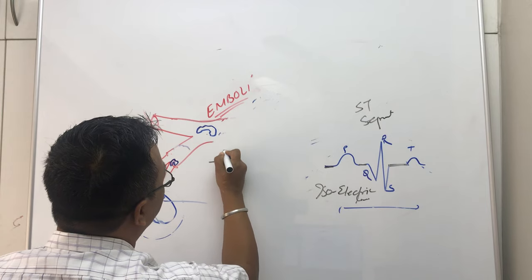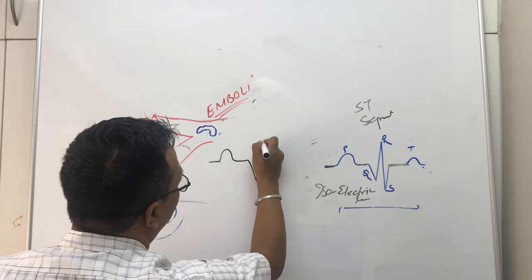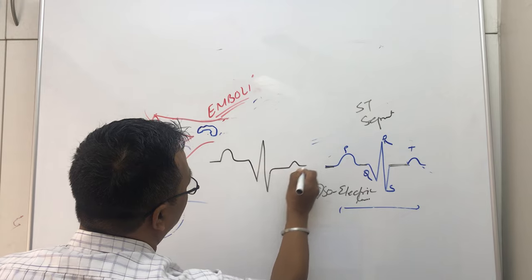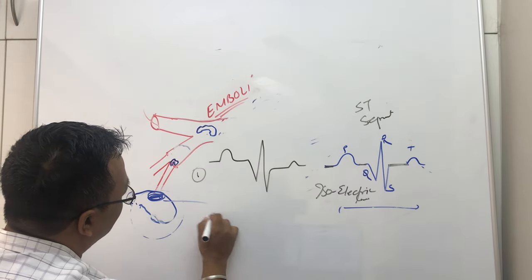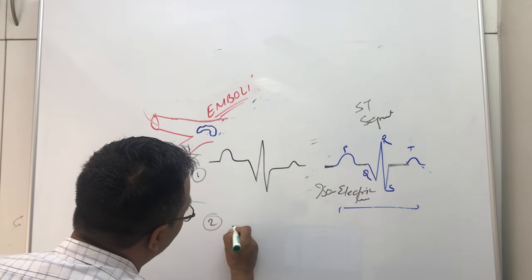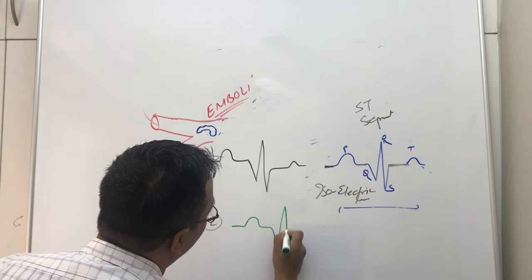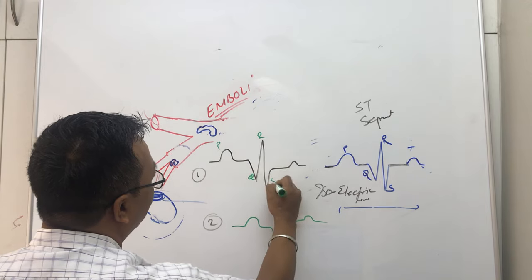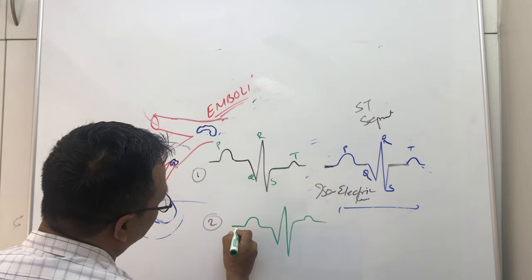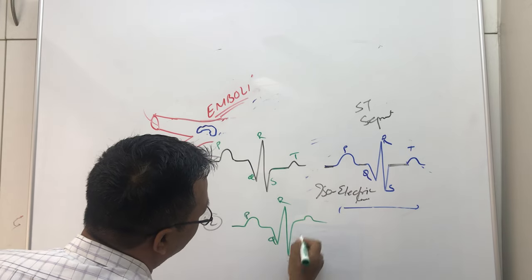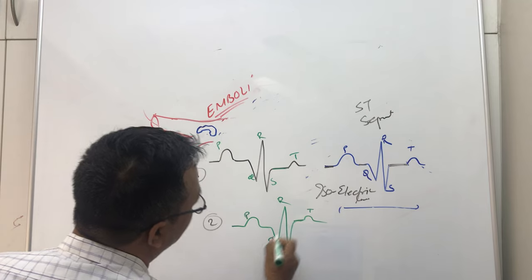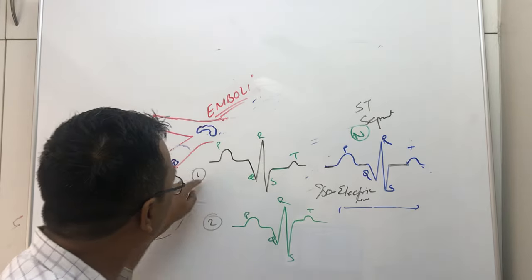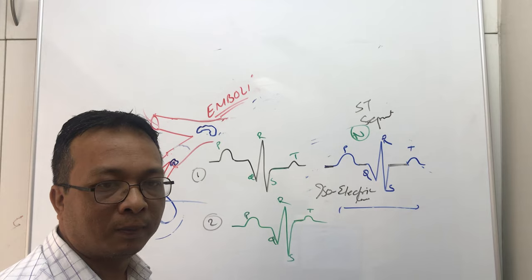Now I am showing you another ECG wave. This is one wave. I am showing another ECG wave. So P, Q, R, S, T. This is the ST segment. P, Q, R, S, T. This is the ST segment. This is the normal one, and this is 1 and 2. What are the changes you saw in number 1 and number 2?